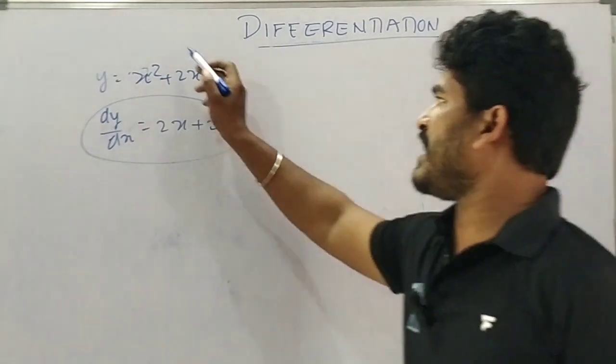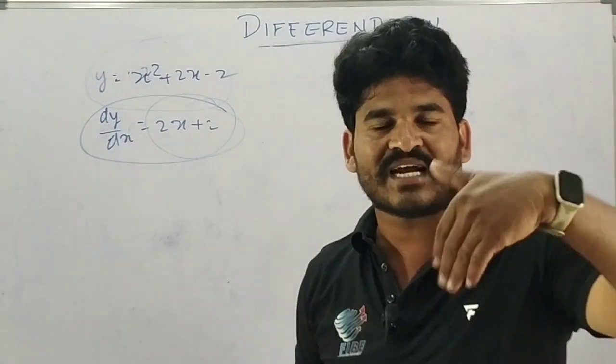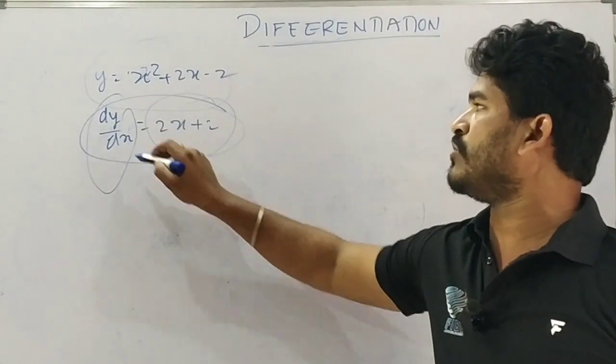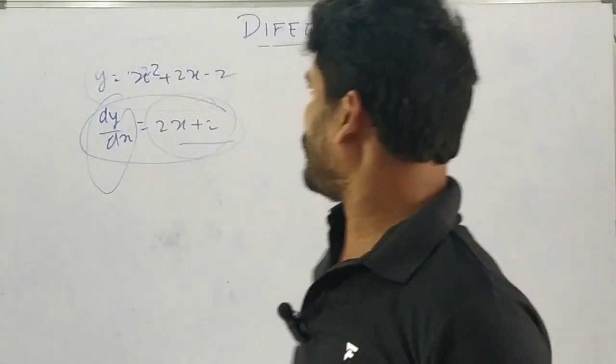So why are we applying dy by dx here? What is this 2x plus 2 geometrically? Why do we apply dy by dx and get 2x plus 2? Why will we get it? We'll discuss. So these are the main important points.